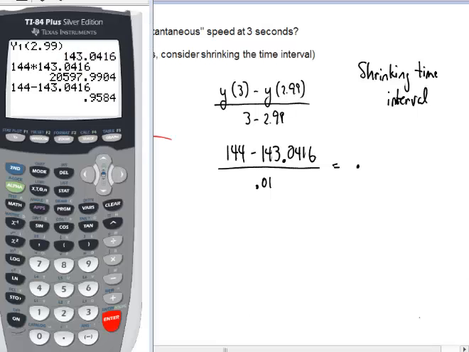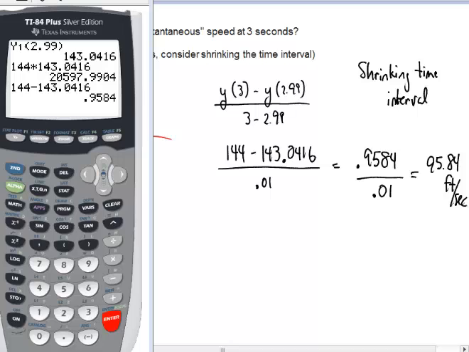Okay, so what I've basically done is calculate the difference, which is 0.9584 if you look to the left on the calculator, and dividing that by the time interval 0.01, we have 95.84 feet per second instantaneous velocity.